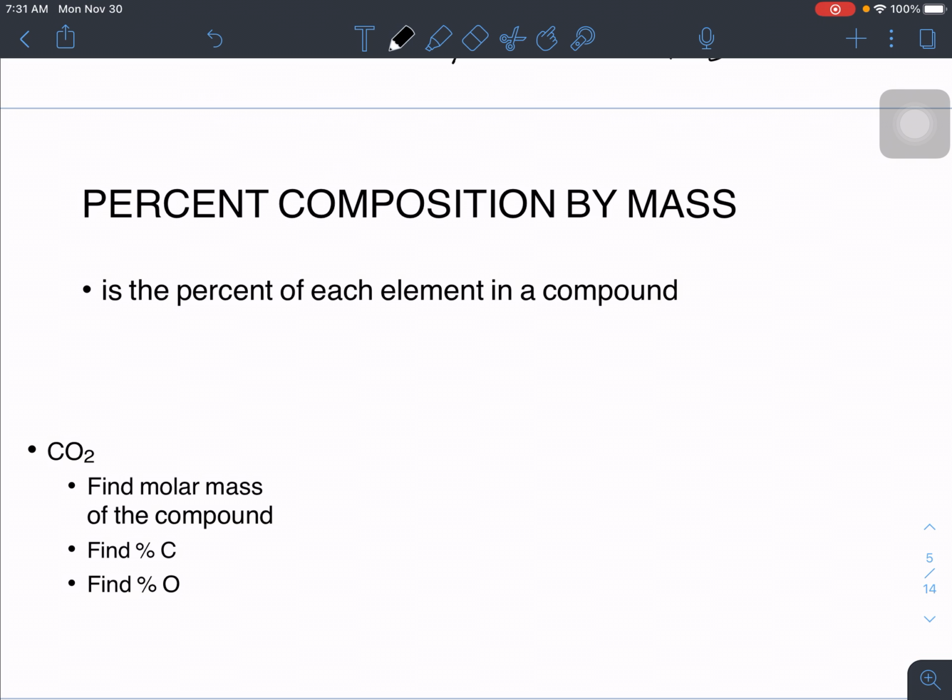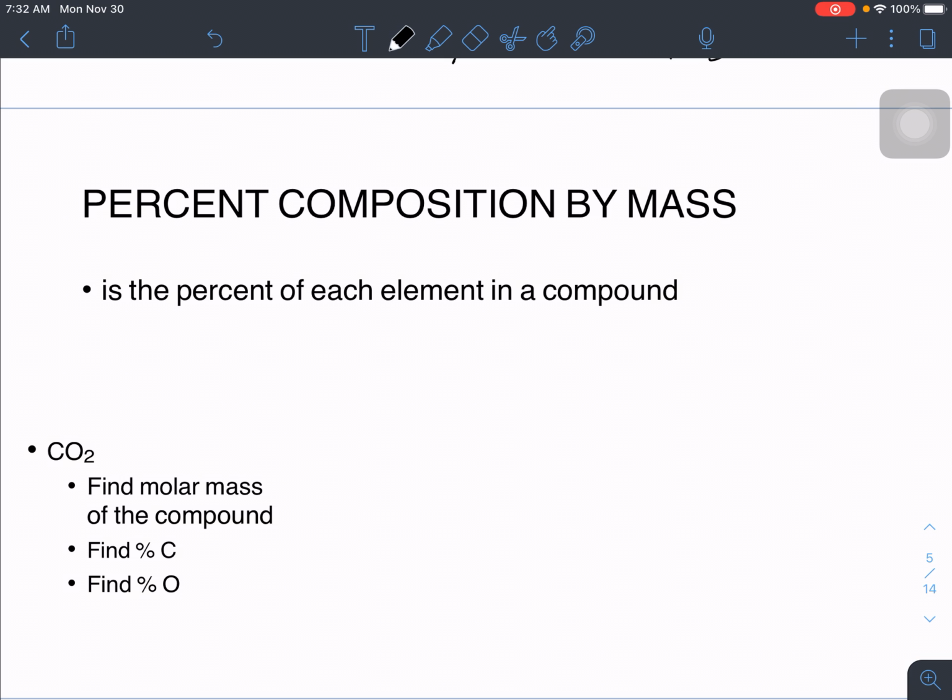We'll discuss finding the percent composition of each element by mass in a compound. Let's have an example. The compound is carbon dioxide. How will I be able to find the percent carbon and the percent oxygen in that compound? What is clear is that the percentages of carbon and oxygen will result in the 100% total of the whole compound, because those are the elements that made up that carbon dioxide compound.